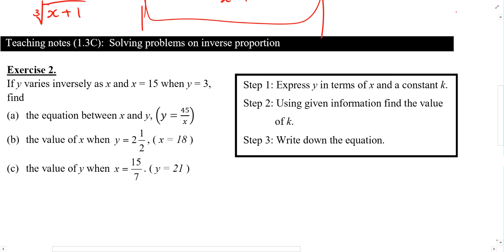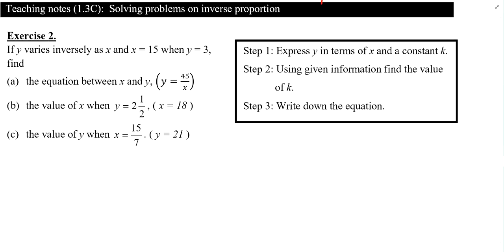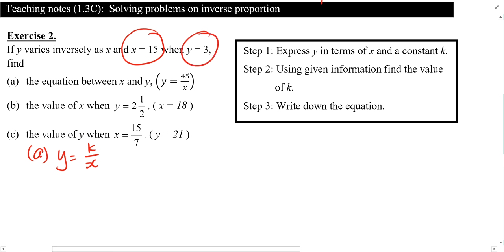Now I will show you why it is that. So part A, y equals k over x. Straight away can write down already. Then they gave you more information, right? X equals 15, y equals 3. What do you think you want to do with that information? Sub in. So 3 equals k over 15. Now that you sub in, what are you going to do? Multiply to find k equals 45.